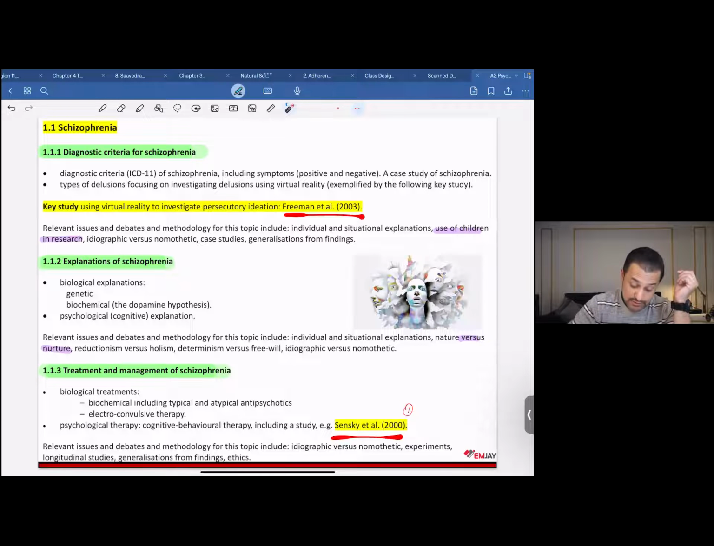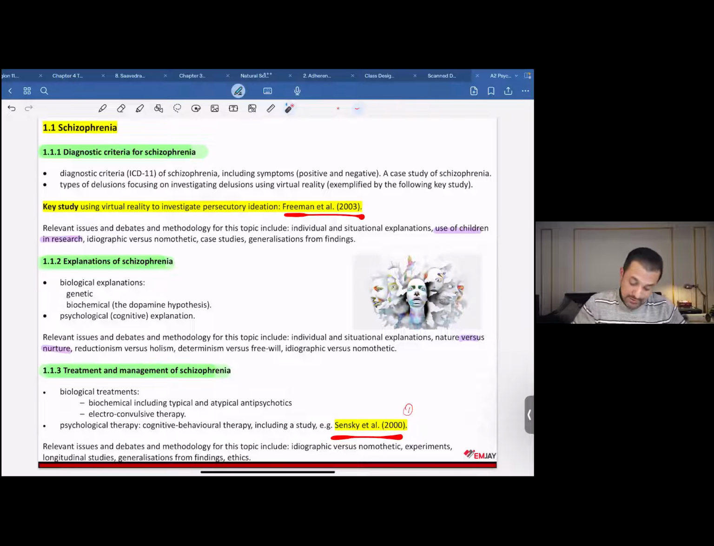And as the examiner refers to this as a key study, I think it's pretty essential for you all to realize that this is the core part of the syllabus. These are the most important studies if you talk about a syllabus.